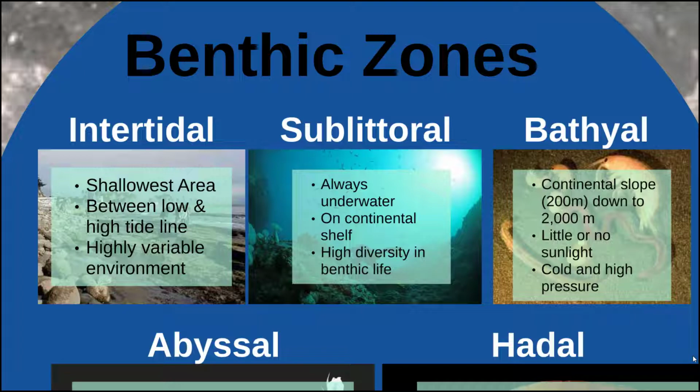Next, we have the bathyal zone, which is going to be along the continental slope. That occurs from approximately 200 meters or so down to 2,000 meters. After about 400 or 500 meters, there's very little sunlight, or maybe it's a little bit deeper, maybe about 800 meters, where there becomes no sunlight available. And it's going to be an area of cold and high pressure.